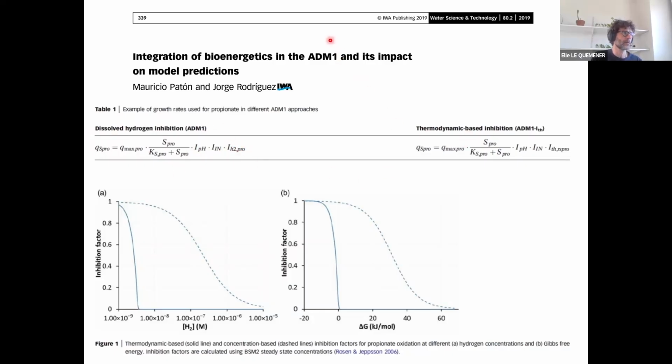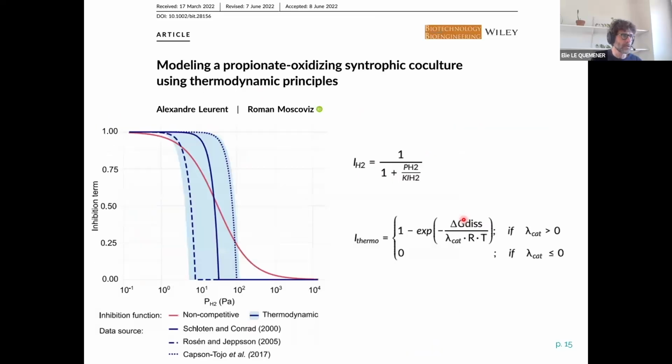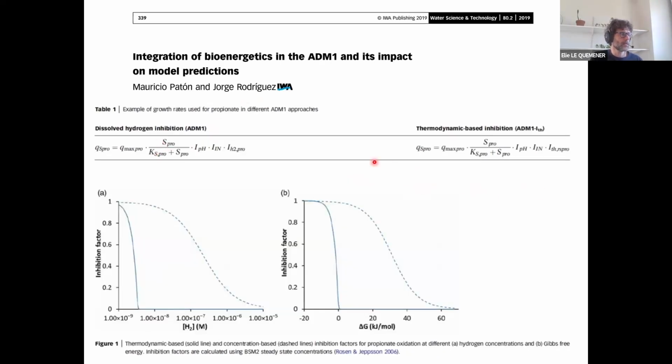And in this article from 2019, they analyzed how things change if you use the classic inhibition function. The classic inhibition function is something like that. You have just a parameter that makes this inhibition term go to 0 when you have a high partial pressure. And in the article they compared these two types of inhibition: one with the classic inhibition, and one where they take into account the thermodynamic inhibition. And here you have the plot of how it behaves.